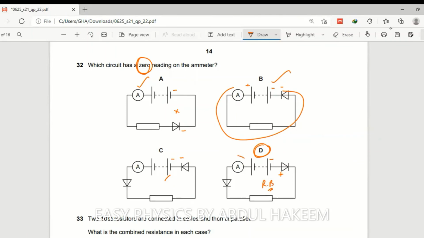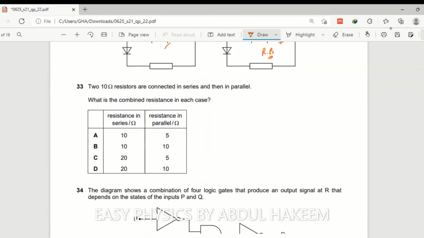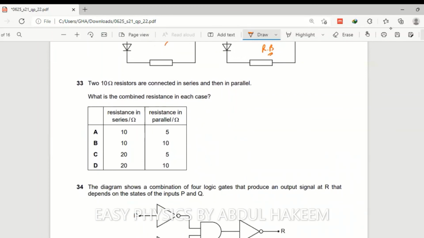No current, no reading. Now number 33, two 10 ohm resistors are connected in series then parallel. What are the combined resistances? So when two resistors are connected in series, 10 and 10, it becomes 20. When two are connected in parallel, due to 1 over R1 plus 1 over R2, it becomes 5.